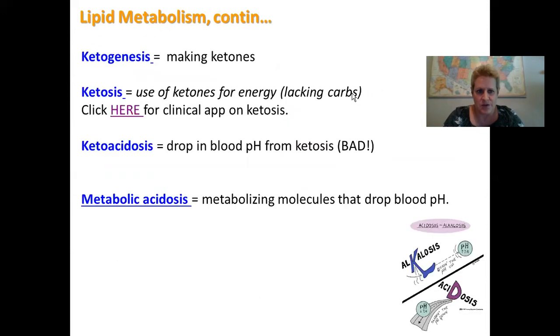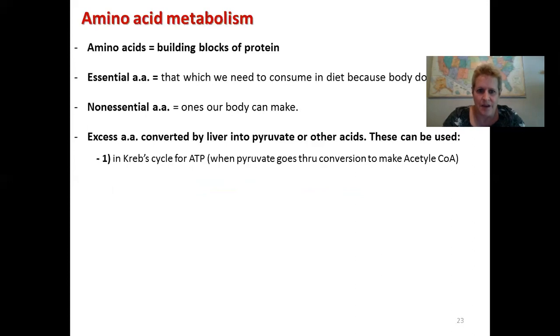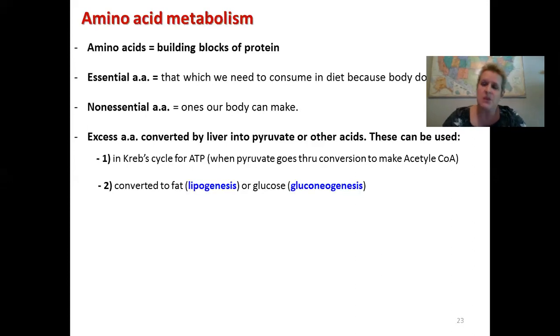So let's go back to here. That pyruvate can be converted into acetyl-CoA. Acetyl-CoA can be used to make fatty acids that can convert it into storage fat known as triglycerides. That's lipogenesis. The liver is not going to waste these amino acids. It's going to convert it into something the body can use, and in the case of fat, store it in case the body needs it.